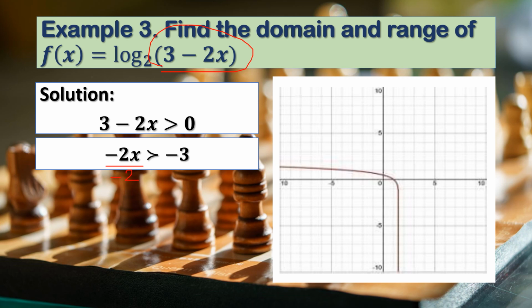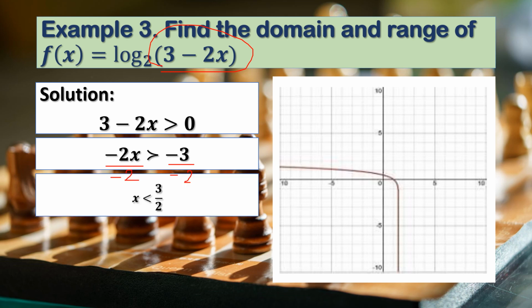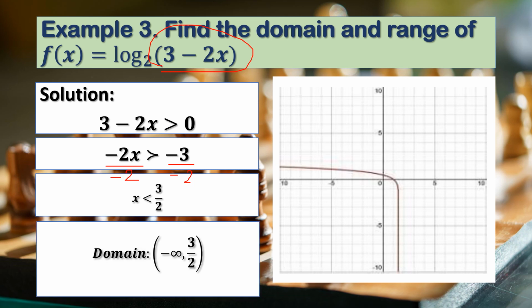negative 2, and then negative 2. And if we have encountered this case that we are going to divide by negative, we are going to flip or to reverse the inequality symbol. Okay, so since this is greater, so our answer will be x is less than 3 over 2. Okay, so ganun yung gagawin if we are going to divide the inequality by negative. We are going to flip or to reverse the inequality symbol. Therefore, our domain now is negative infinity to 3 over 2, since less than siya. And then the range is still negative infinity to positive infinity.